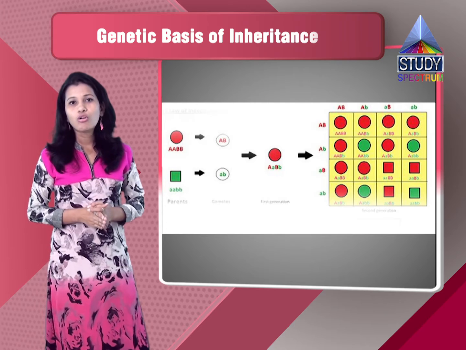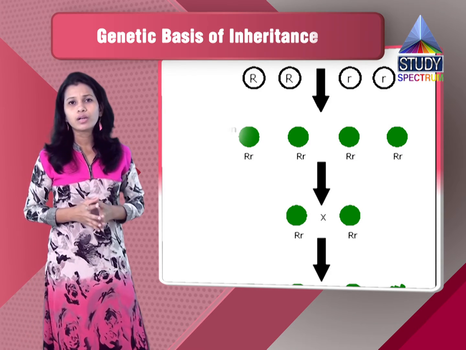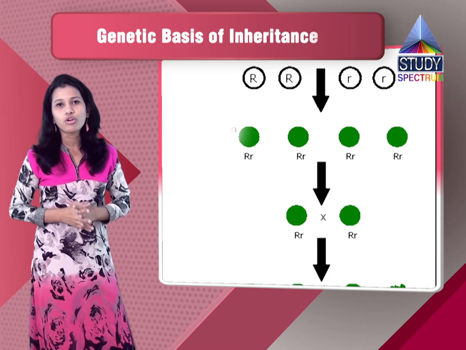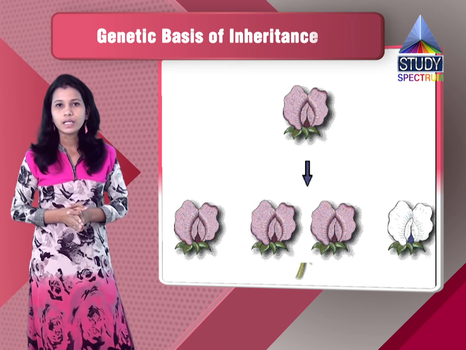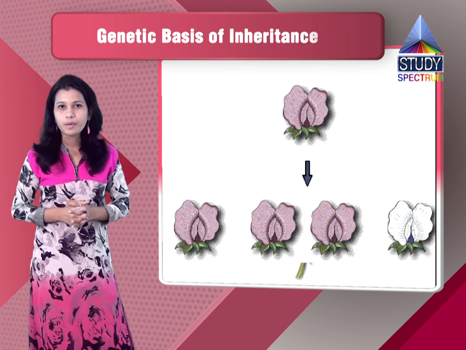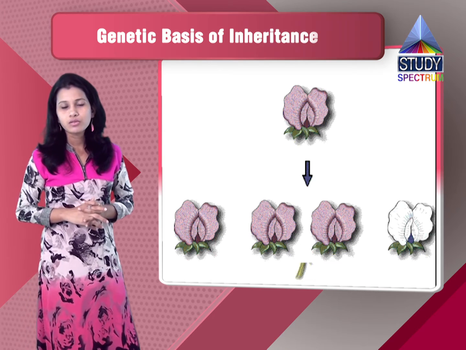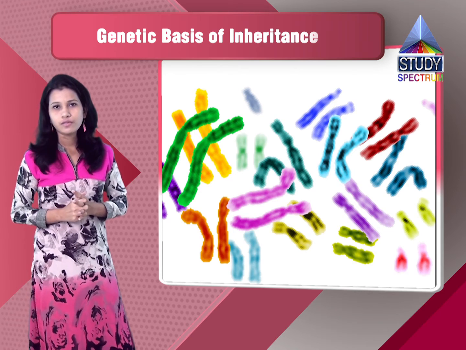When he studied the law of dominance, he explained that in a monohybrid cross, when the two parents are having two contrasting characters, there will be one gene that will be expressed and another gene will be suppressed. The gene which will be expressed is called the dominant gene, and the gene which will be suppressed is called the recessive gene.